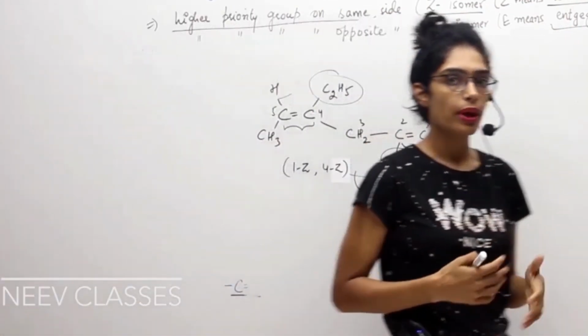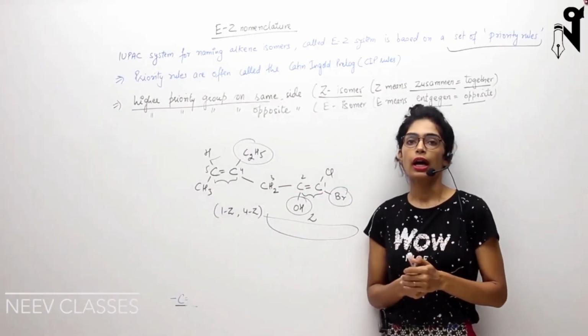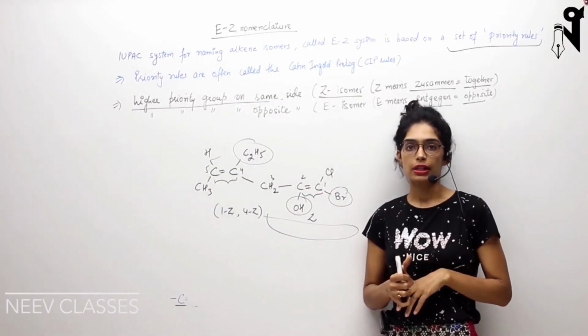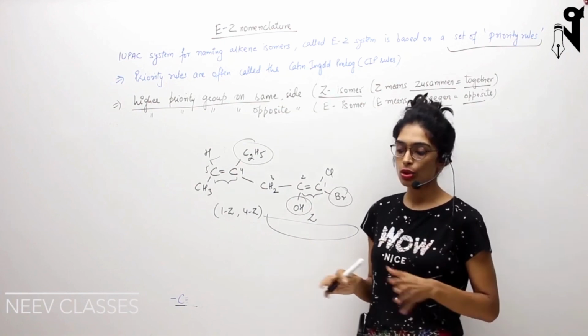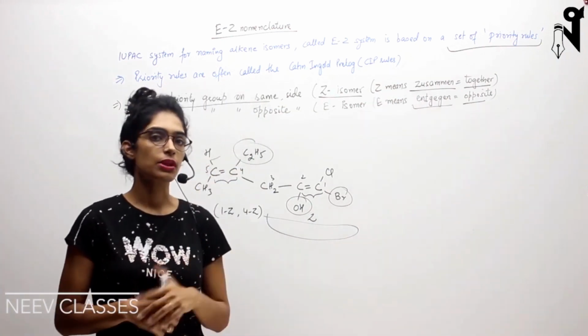Try solving a few more questions from the books you have, and if you have any doubt, you ask me and I'll explain to you. Okay, so this is the end of geometrical isomerism. Next we'll be starting optical isomerism.